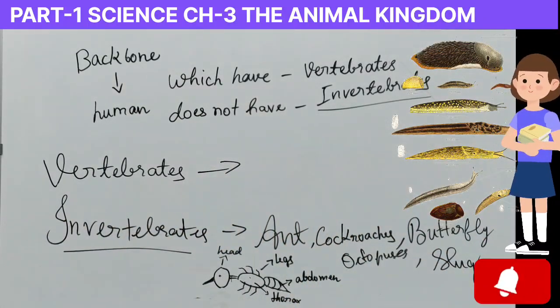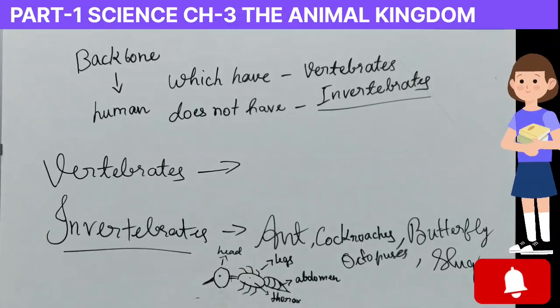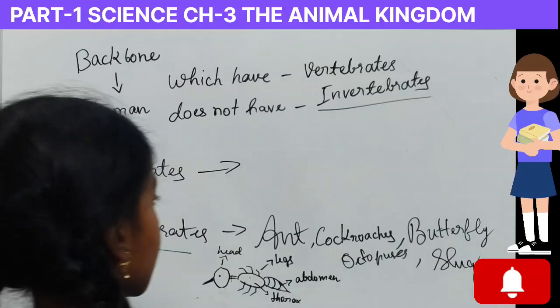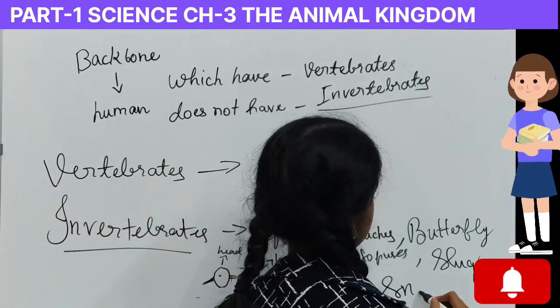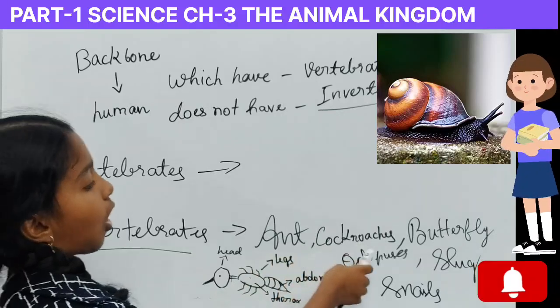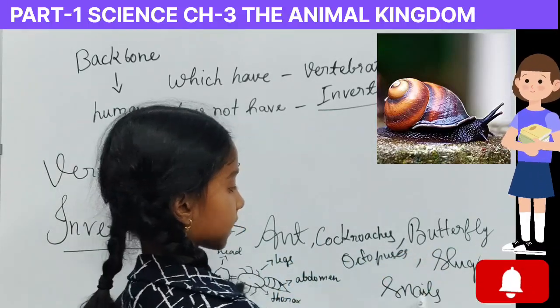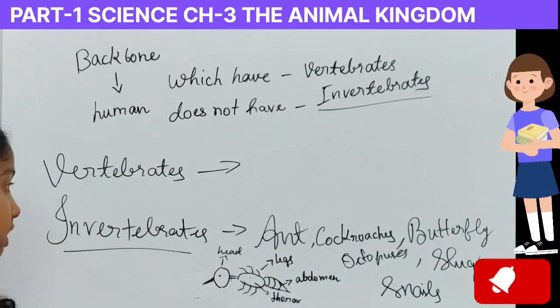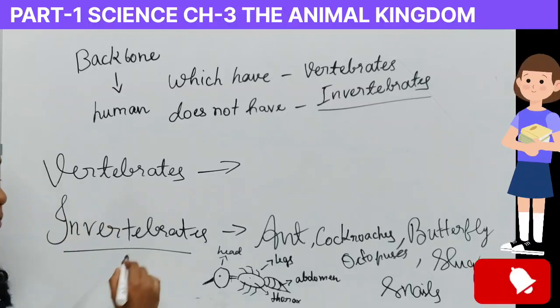Not only this, there are many animals. Just for examples, I have given these. Even snails. Even ant, cockroaches, butterfly, octopus, slug, and snails. This was the example of invertebrates.